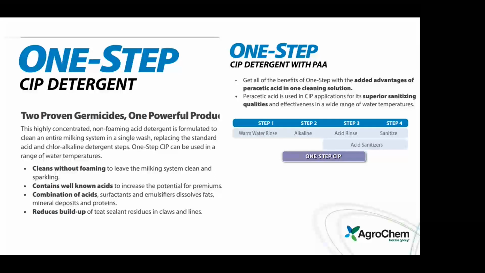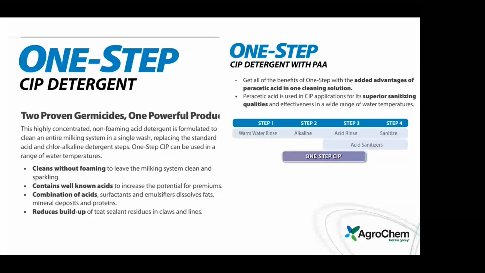It contains well-known acids to increase the potential for getting good premiums by doing a very strong, good clean here, using that combination of acids, surfactants, and emulsifiers to not only dissolve fats and proteins, but also go after the mineral deposits too. A side effect of using this one is it's reducing the buildup of teat sealants. So if you are having issues with teat sealants building up in your system, this is definitely going to help to keep that at bay as well.